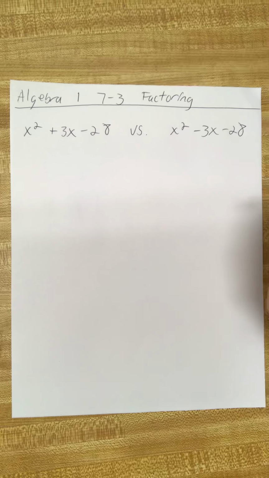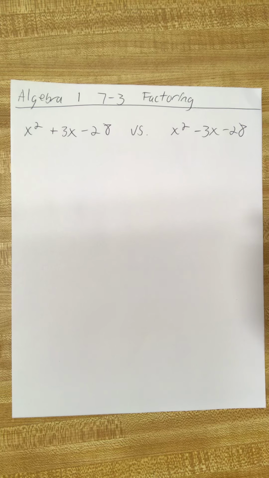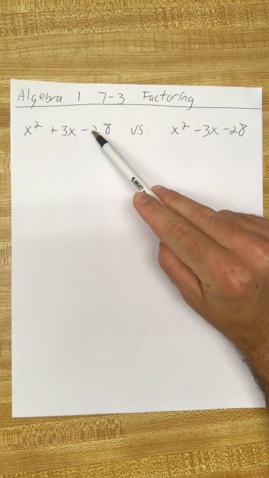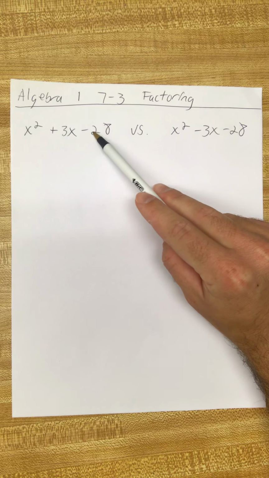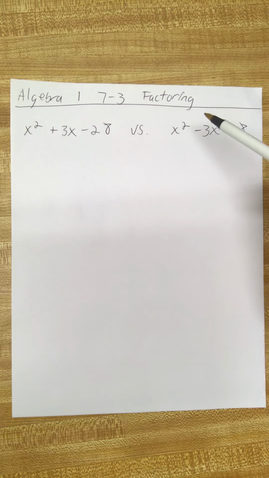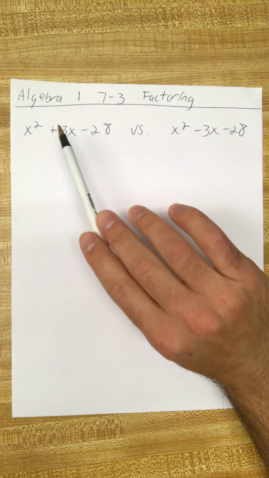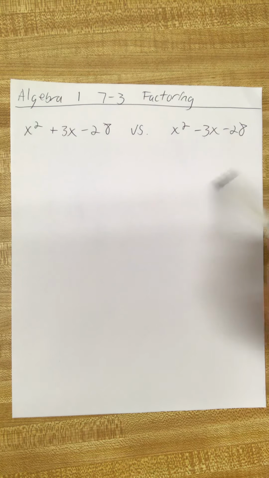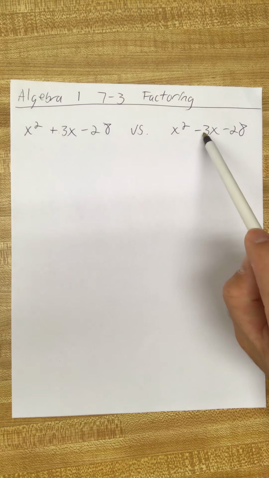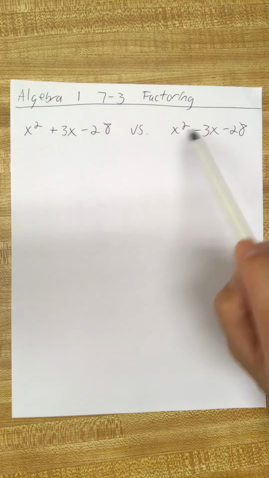All right, so to pick up where we left off from yesterday, we started factoring quadratic trinomials where c is negative. So the constant's negative here, which means one of your factors is positive, one of them is negative. I picked out two trinomials that we can factor here. They look pretty similar, except here I have plus 3x, here I have minus 3x. And that makes a big difference.